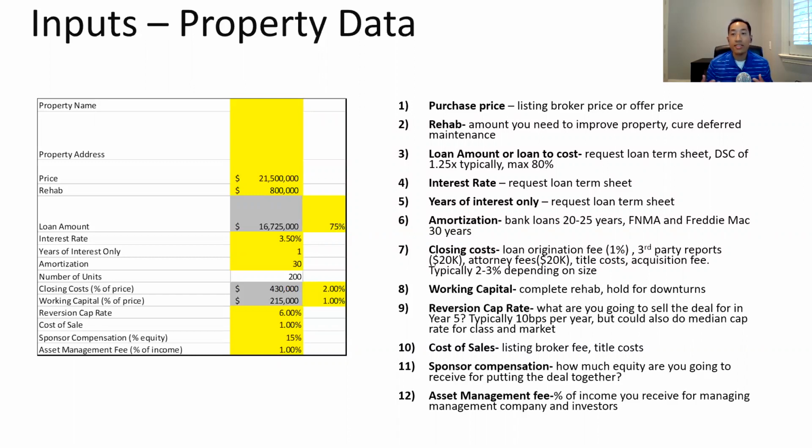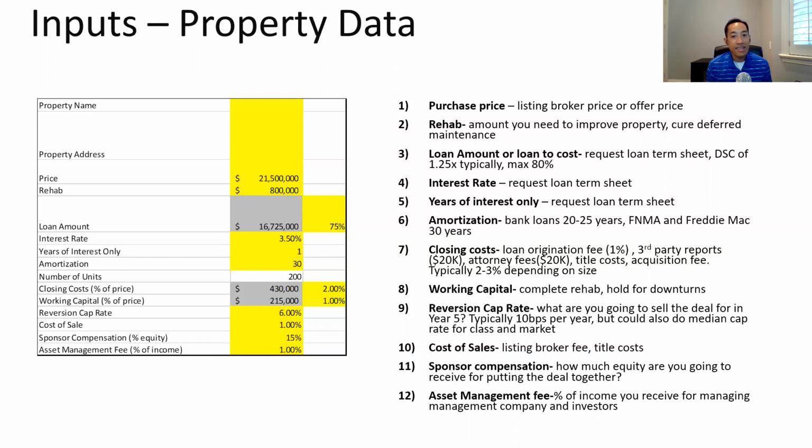Working capital is for you to complete your rehab and then request it back from the lender, or even to have some money on hand to hold for downturns and reserves. Next is the residual cap rate, or reversion cap rate. This is what you think you're going to sell the deal for in year 5. Typically, this is your in-place cap rate today, or the market cap rate today, plus 10 basis points per year. So add about 50 basis points if you're going to sell the deal in year 5. Some people also look at a median cap rate for the class and the market.